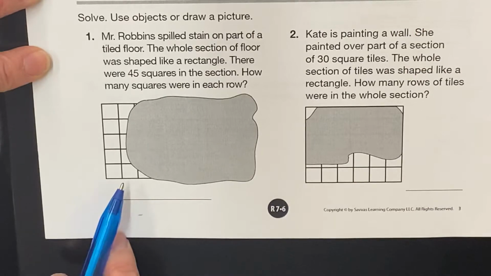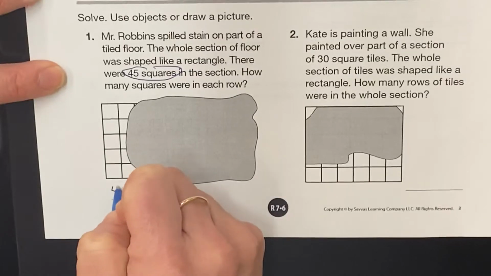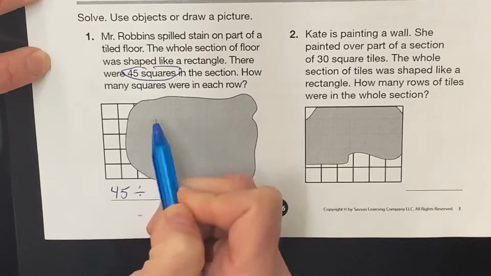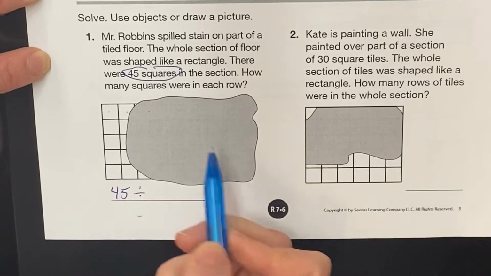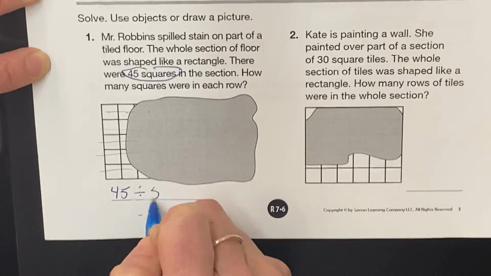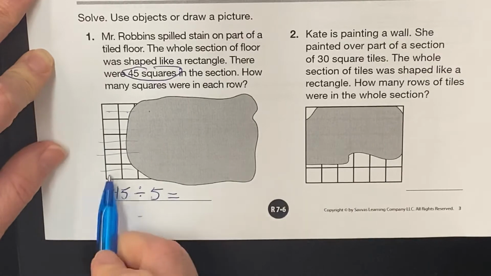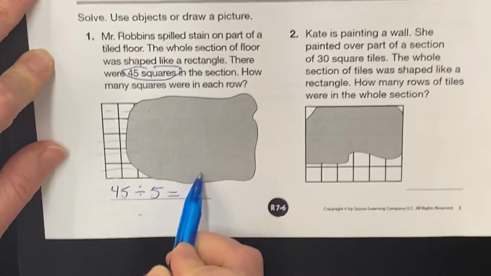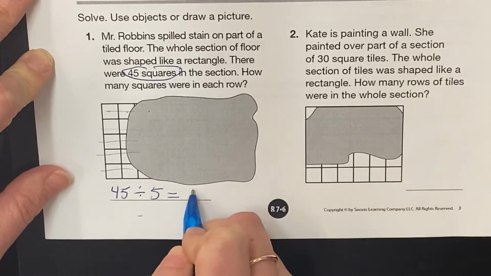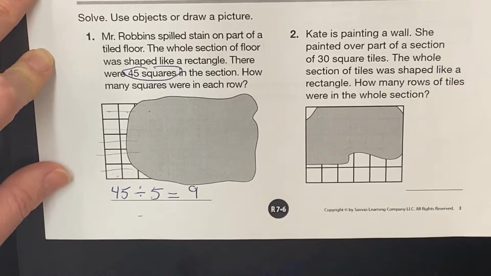Okay, this problem is the same as the example. So I know we have 45 squares all together, and we need to figure out how many are in each row. Well, let's count how many rows. 1, 2, 3, 4, 5. 45 divided by 5 is going to tell me how many squares are in each row underneath the spilled stain. So 45 divided by 5 equals 9. So there would be 9 squares in each row.